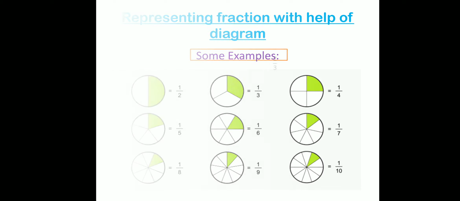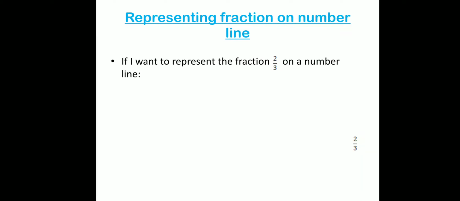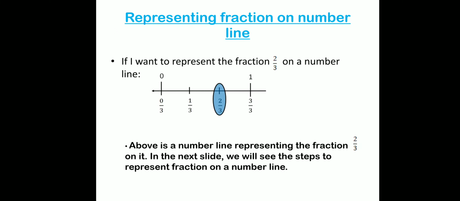Okay, now the second topic is representing a fraction on a number line. Okay, so if we want to represent the fraction 2 by 3 on a number line, we all know what a number line is. And we usually represent numbers 1, 2, 3, 4, means we represent numbers on a number line, right? But if we want to represent a fraction on a number line, then let us see. Above is a number line representing the fraction 2 by 3 on it. In the next slide, we will see the steps to represent a fraction on a number line.